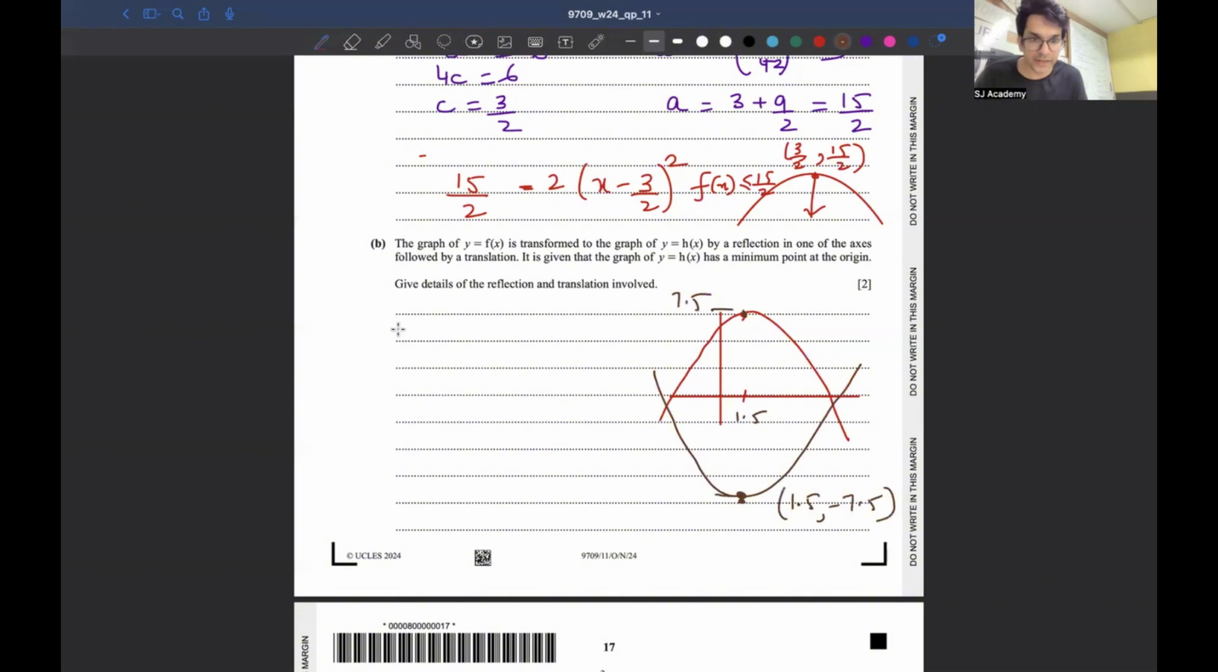So we have to move it 1.5 units back. First we'll write the reflection is in the x-axis, and then we have a translation. In the x direction, it is −1.5, and in the y direction, we have to move it 7.5 units upwards. So that will be 7.5.